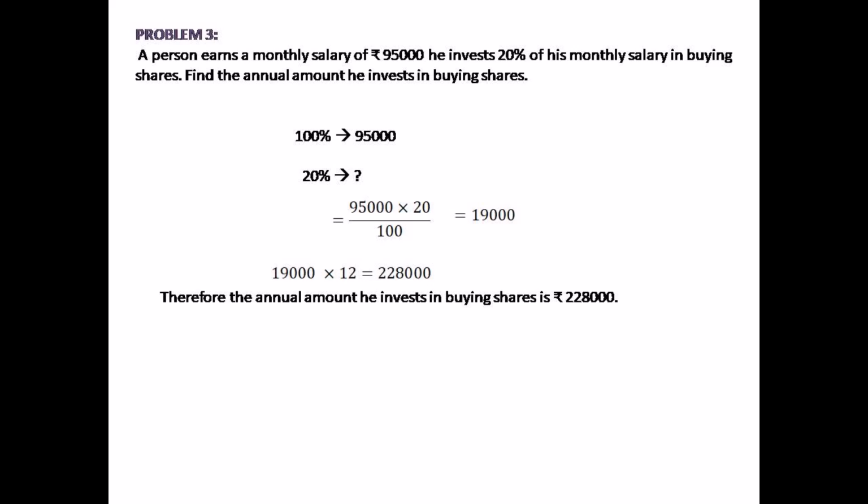On cross-multiplying both sides we get 95,000 into 20 on the whole divided by 100 we get 19,000. Here annual amount is asked, so multiplying 19,000 with 12 we get 2,28,000. Therefore the annual amount he invests in buying shares is rupees 2,28,000.